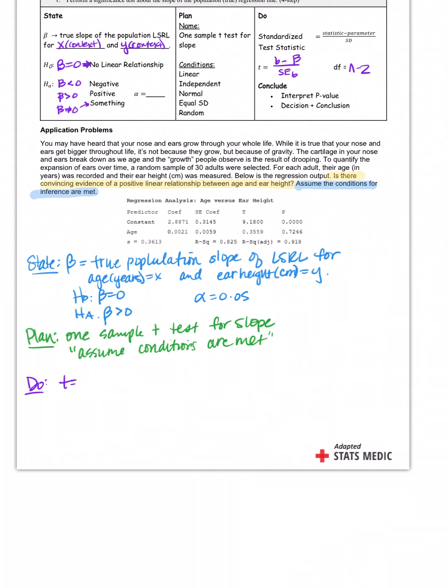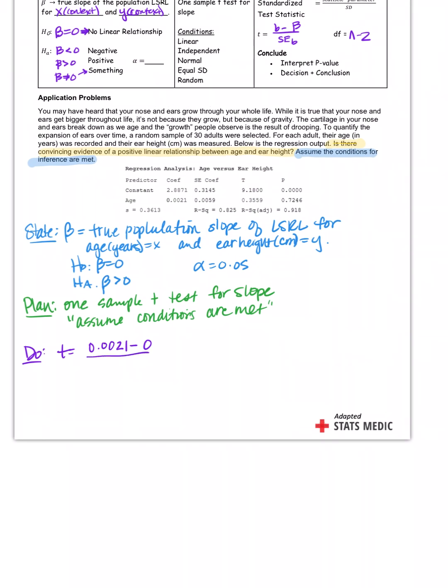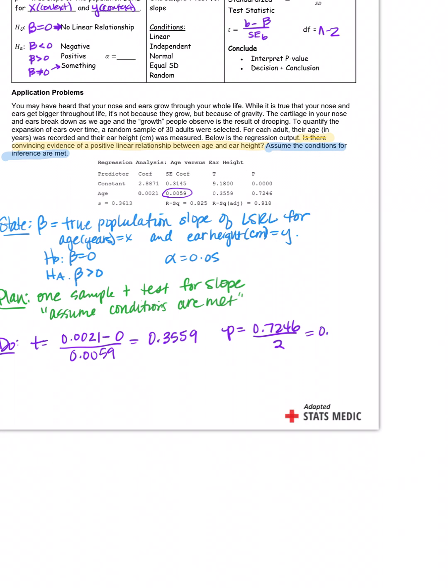The do step to find t, all right. What is the slope in this sample line? 0.0021 minus 0, because beta is 0, right? All over my standard error, 0.0059. And what does that come out to be? 0.3559. Yep. So then my p-value, is it 0.7246? You have to divide it by 2 because it's a one-tailed test, right? That gives me 0.3523. Still a fairly high p-value, isn't it?